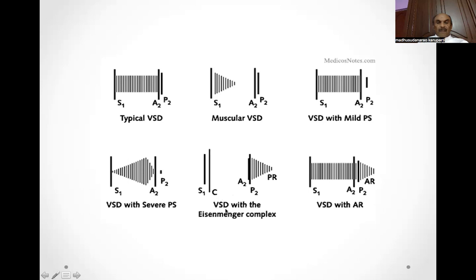VSD with Eisenmenger complex. Once the Eisenmenger phenomenon sets in, the pansystolic murmur disappears. There is a merging of the P2 and A2 with a loud thudding second heart sound with presence of early diastolic murmur of pulmonic regurgitation. This is the VSD with AR. There is pansystolic murmur of shunt VSD with early diastolic murmur of aortic regurgitation. And both the components of the second heart sound are clearly heard.